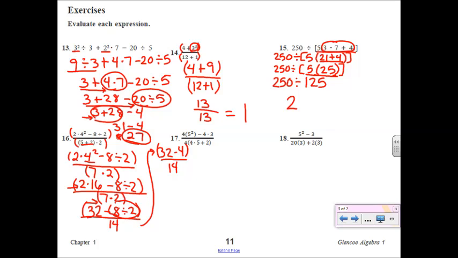And then I can take care of addition and subtraction next, and that's 32 minus 4 is 28. And once I have just a number over a number, I can do the division. 28 divided by 14 is 2.